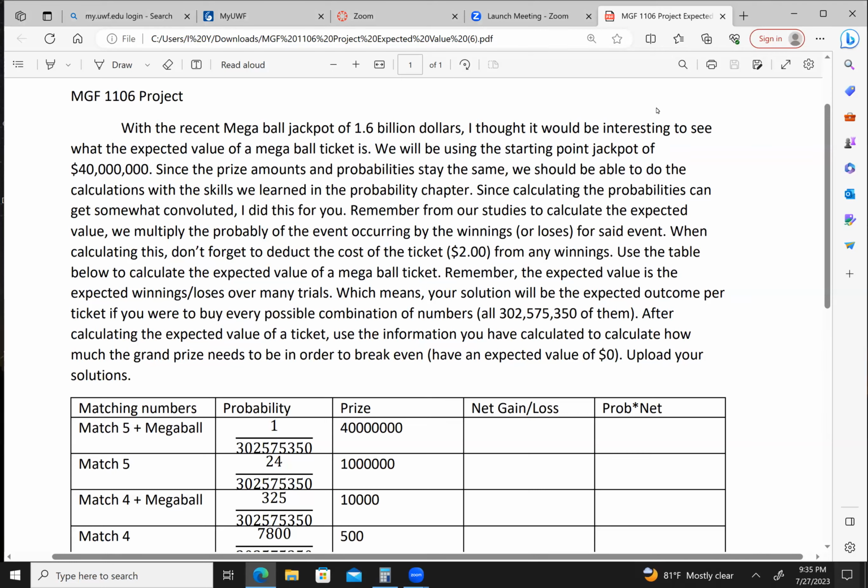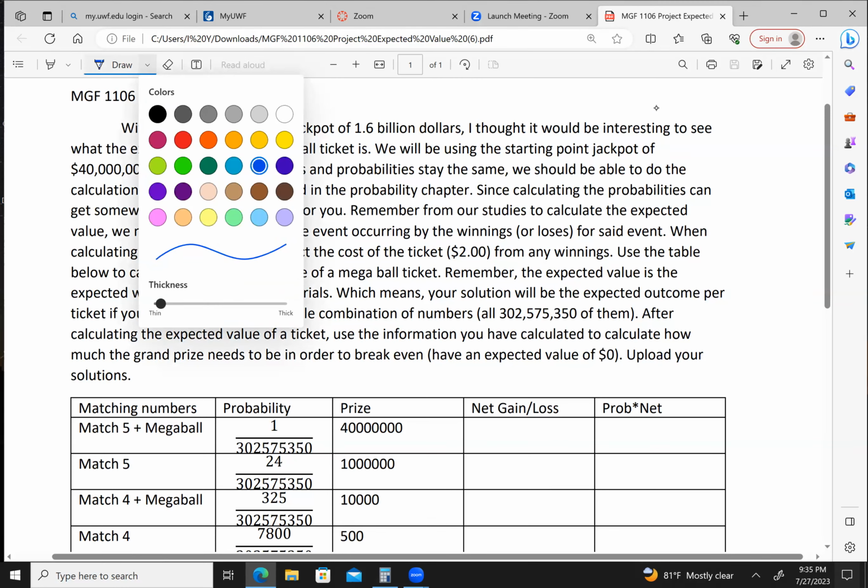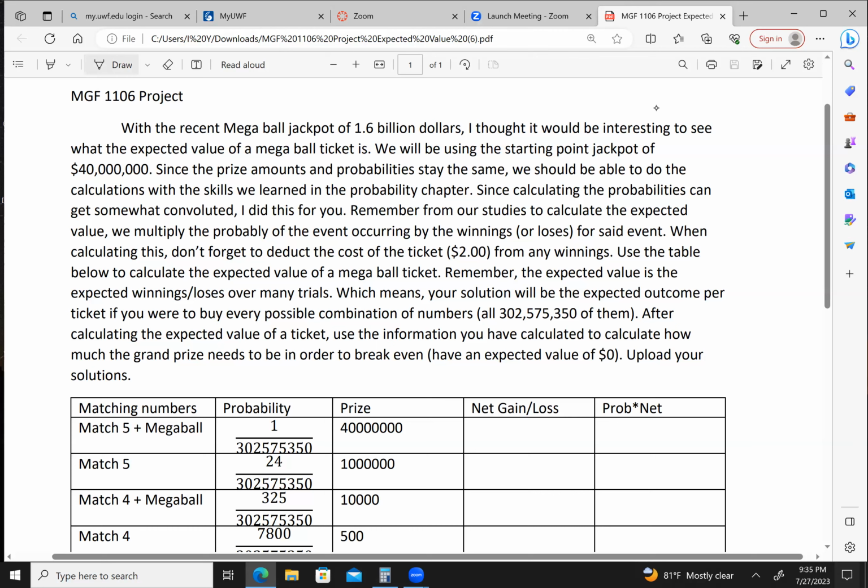So the points of interest to know, get this, is a ticket is $2. And there are 302,575,350 different combinations. And we use combinations because the order the numbers are drawn doesn't matter.